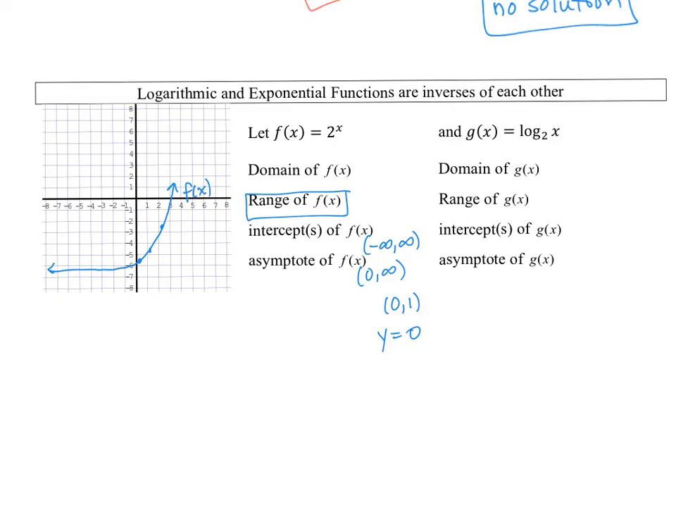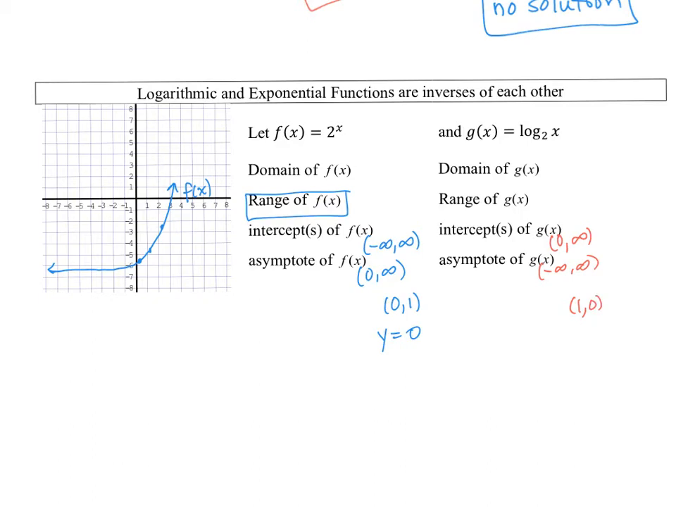Okay, before I even graph g of x, which is log base 2 of x, I'm going to fill in the domain, range, intercept, etc. without knowing any information. Because these are inverses of each other, their domain and ranges should switch. So the range of f of x was 0 to infinity, so the domain of g of x should be 0 to infinity. The range should be negative infinity to infinity because the domain and ranges are switching. Since the intercept of f of x was 0, 1, if I switch the x and y, the intercept of log should actually be 1, 0.